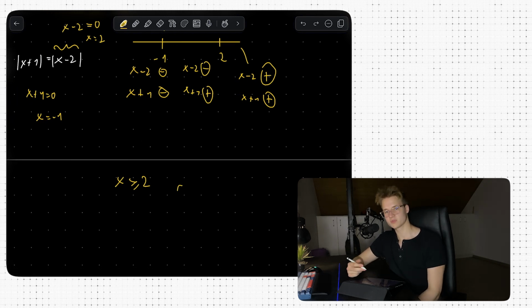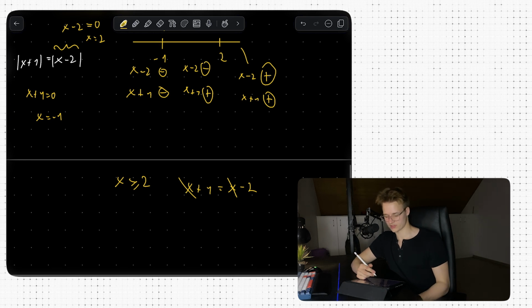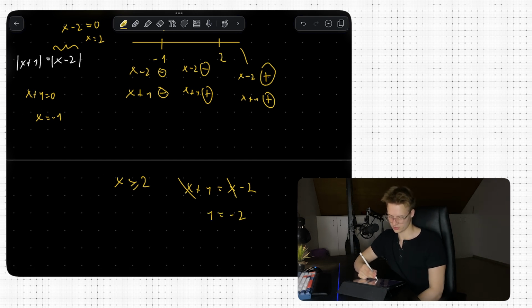We remove the absolute values here, and we don't add anything, okay? We could add the parentheses, but we would just remove them in the next step, so I'm not going to add them here. X plus 1 equals x minus 2. Okay, we can reduce the x's on each side, and we get 1 equals minus 2, so this one has no solution. Okay, has no solutions.